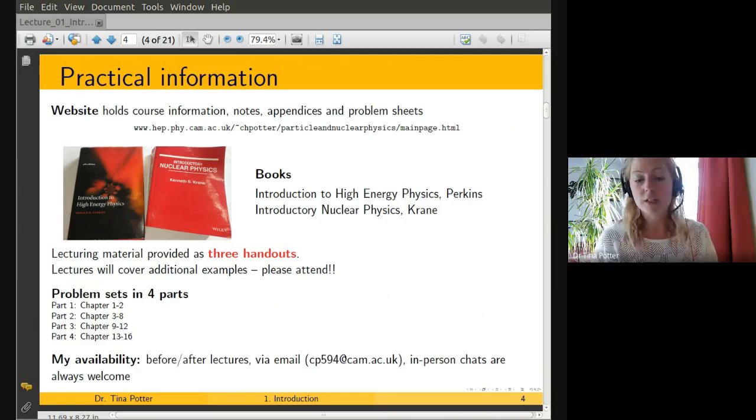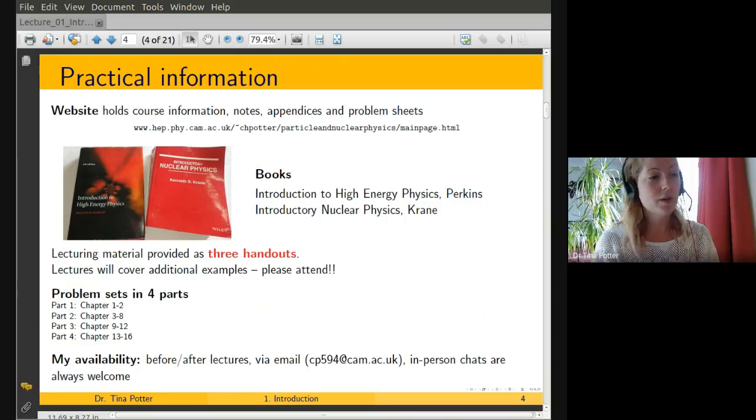And then for problem sheets that you'll be going through in your supervisions, there are 4 problem sheets that will hopefully match very well your 4 supervisions. They cover specific chapters in the course as well. Problem sheet 1 covers the common introductory lectures, 2 and 3 cover particle physics, and problem sheet 4 covers nuclear physics.